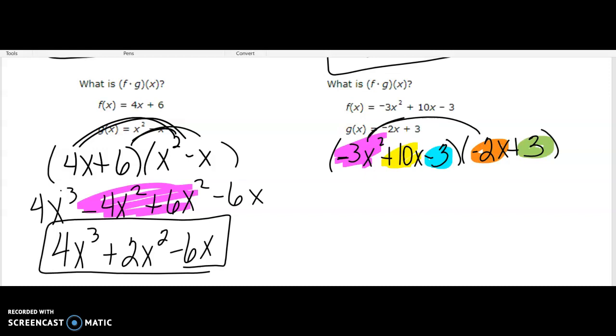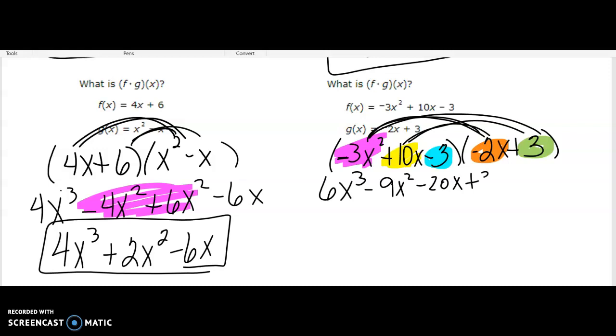So we're going to take this purple to the orange, positive 6x to the third, purple to the green, negative 9x squared, yellow to the orange, negative 20x, yellow to the green, 30x squared, my bad, 30 to x, blue to the orange, positive 6x, blue to the green, negative 9.